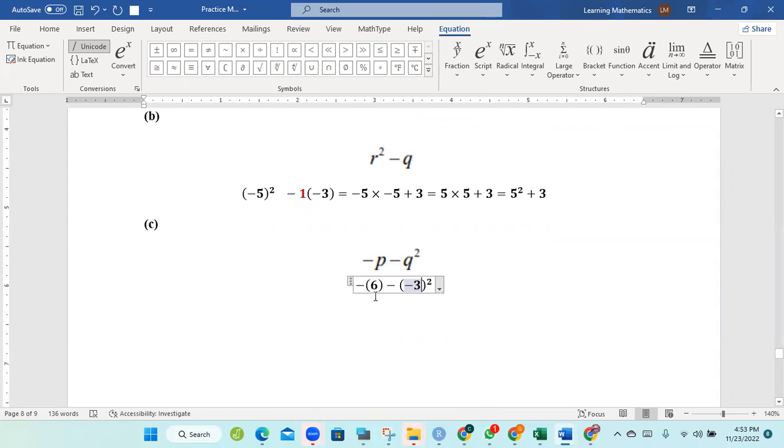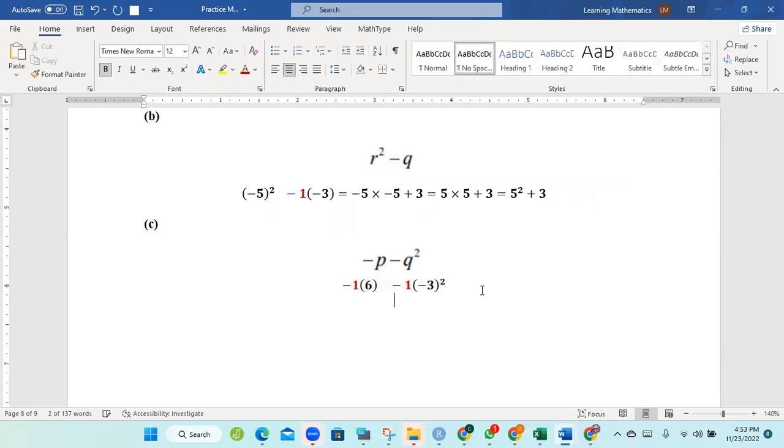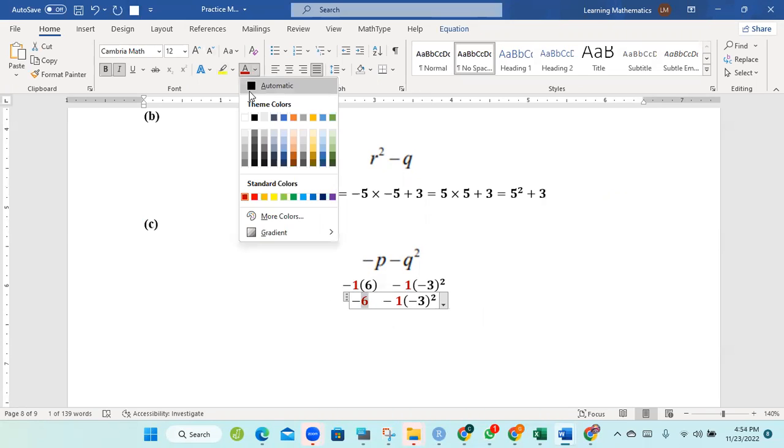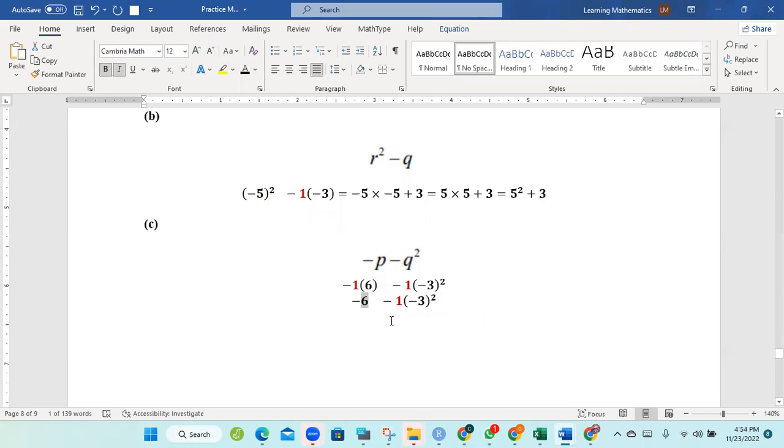Now there's an invisible 1 outside of the bracket. Always bear that in mind. You are basically opening brackets by multiplying by, and in this case now is a -1. So that's a -1 times 6. And here we have a -1 also. So if you want, you can even separate it. So that's -1 times 6 is a -6. A negative times a positive is a negative. Now here we have a -1 times a -3 squared.